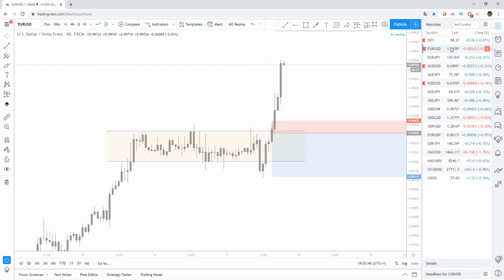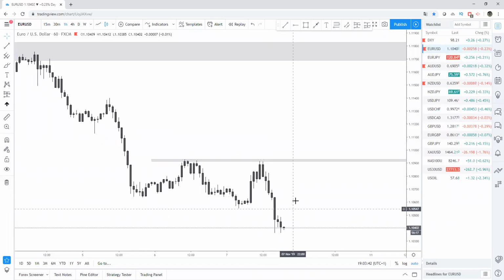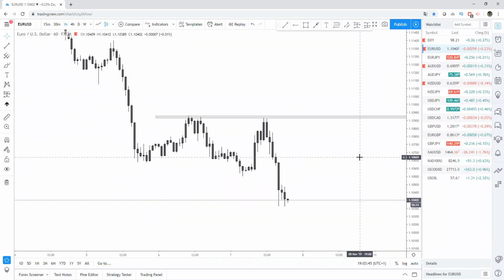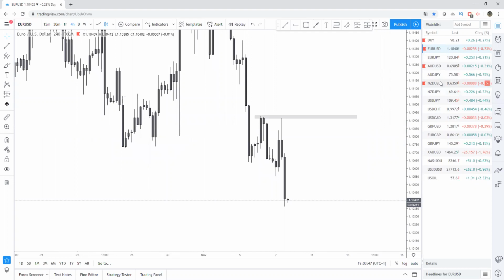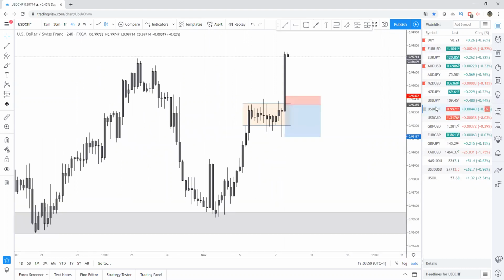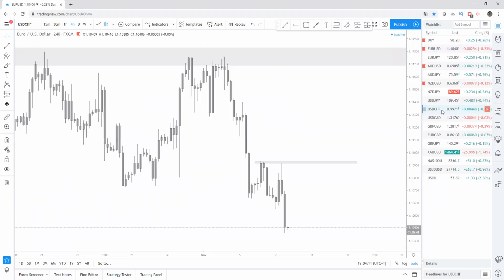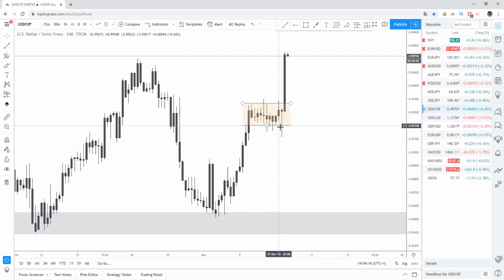Yeah, perfectly. So I should notice that my confluence is not right. If I'm selling in Euro USD, I should be buying in USD Swiss franc. So that's the only thing that I really don't like for this trade. Opposite correlation, bro. Euro USD and USD Swiss are always opposite. Yeah, I know. That's the only thing.